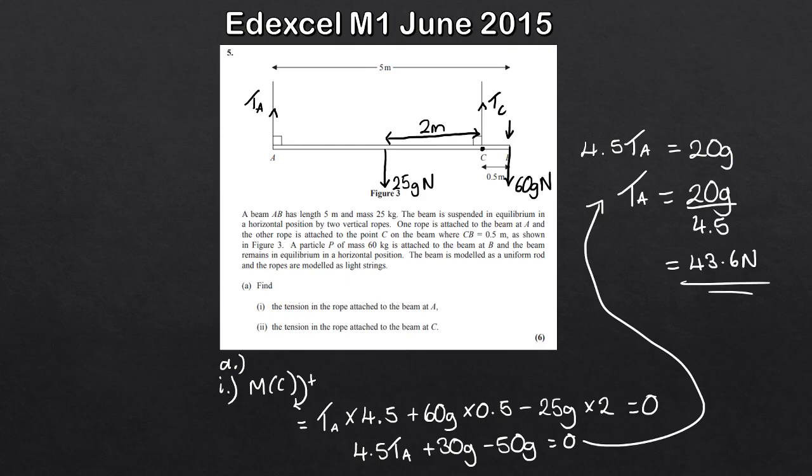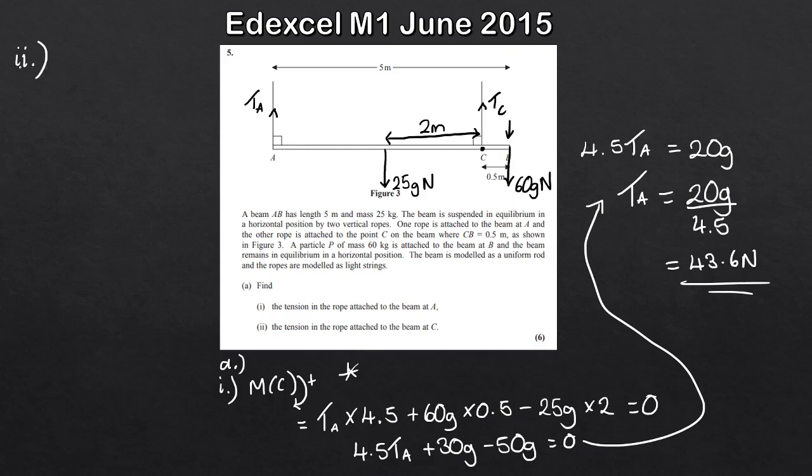And then the second part, we want to find the tension in the rope now attached to the beam at C. There's two ways you can do this. There's the easy way and there's the slightly longer way. So the slightly longer way is, again, to take moments. This time you could take moments about A and just repeat what we did here, down here. But this is a longer way. There's a bit of a nicer way of doing this. So let's consider the nicer way of doing this.